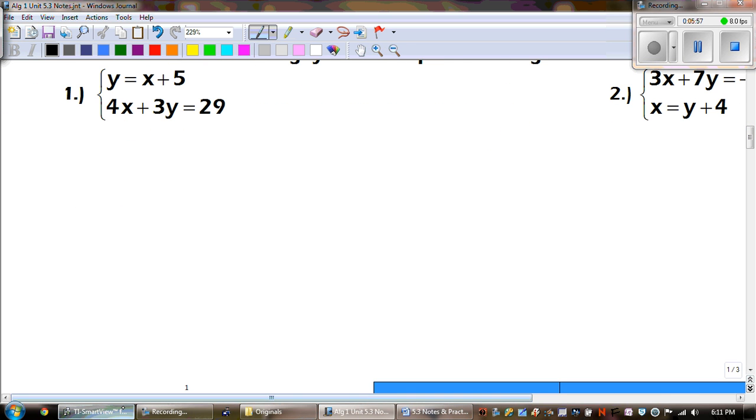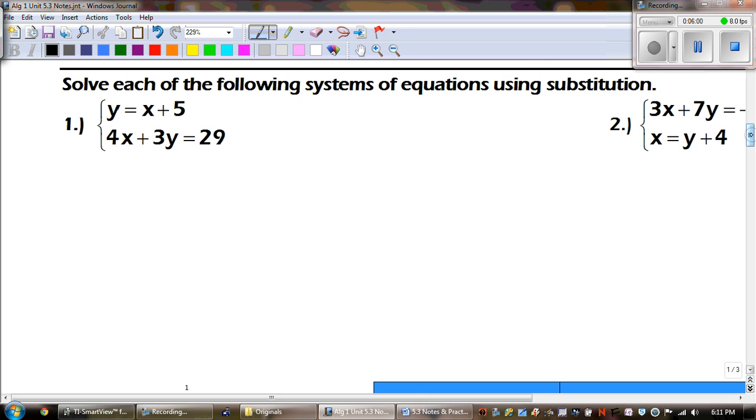All right, so for number 1, what variable is by itself? The y is by itself. So we are going to put parentheses around it, and that's step 1. Okay, so the y was by itself, so that's what we're going to plug into. So I'm starting step 2 right now. We're plugging in the (x plus 5), and that equals 29.